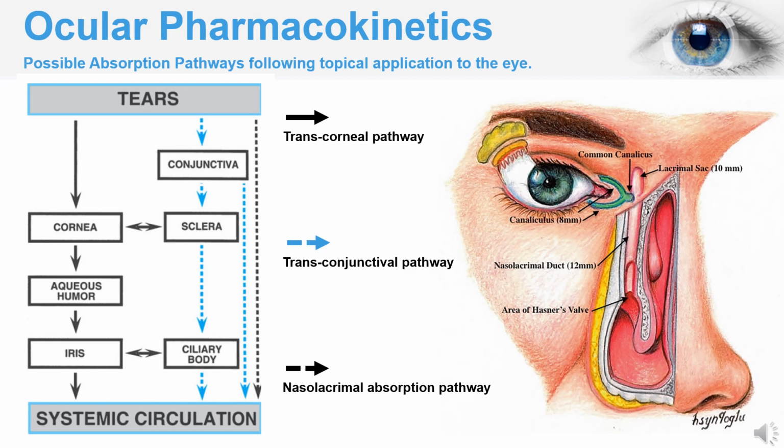Nasolacrimal drainage contributes to systemic absorption of topically administered ophthalmic medication. Absorption from the nasal mucosa avoids the so-called first-pass metabolism by the liver. However, it is non-productive because the penetrated drug is absorbed by the general circulation.